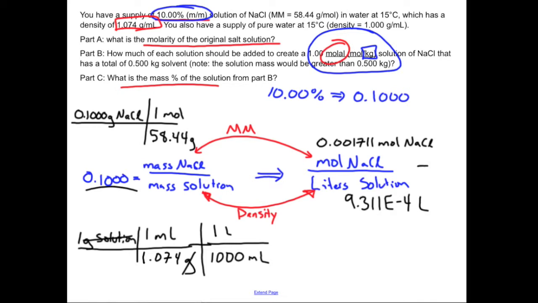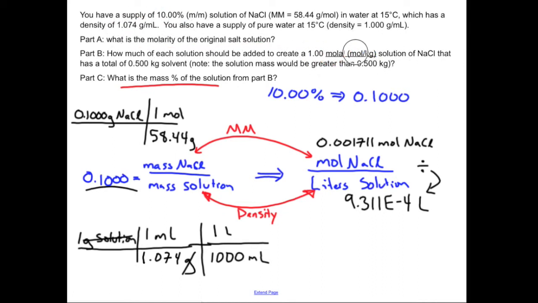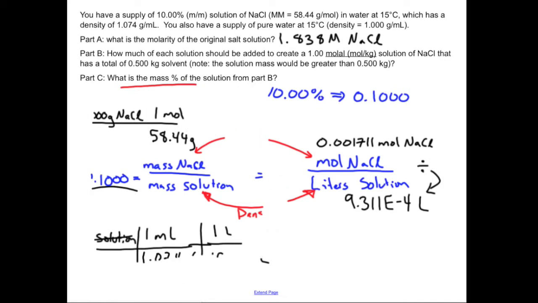So I take this numerator and I divide it by this guy, and I'm going to write that number, nestle it in right next to the actual question, 1.838 molar NaCl solution. Okay, that's part A. Let's reclaim board space.